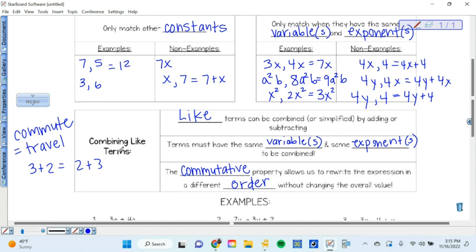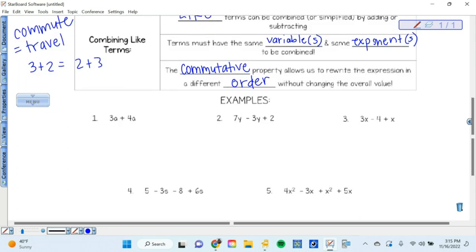Okay, let's do these examples together. So we're going to combine our like terms. In number 1, what are my like terms? 3a and 4a. What do I get when I combine 3a and 4a? 7a.